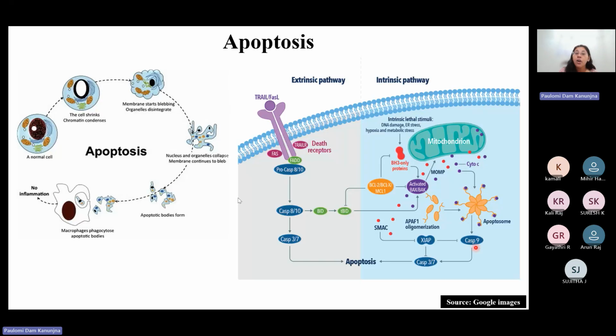It further goes to the executioner caspase. There are two kinds of caspases, one which is initiated by the pathway and one which does all the activity. So the one that kills the cell is called the executioner caspase. It is caspase 3. So 9 and 3.